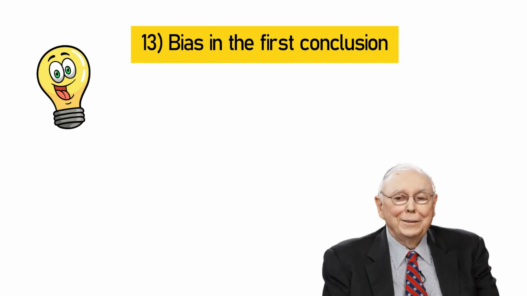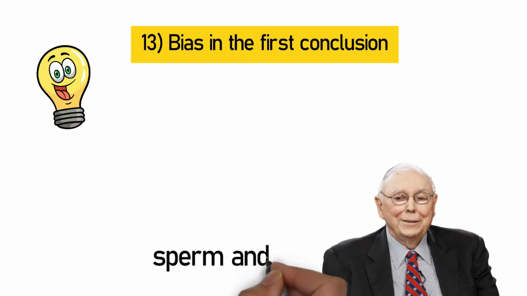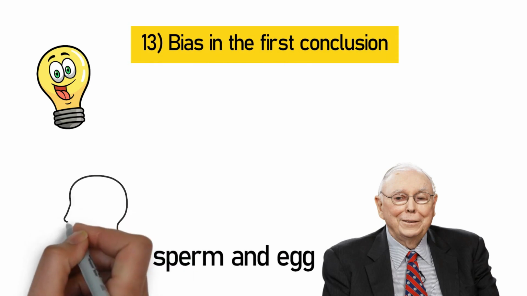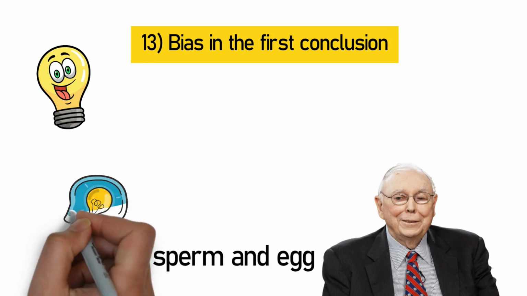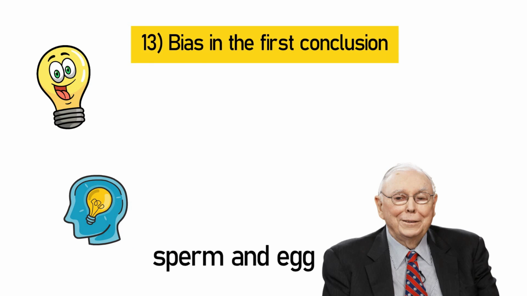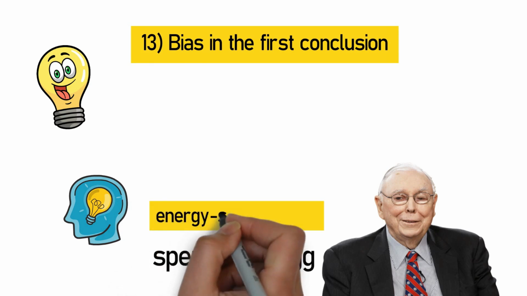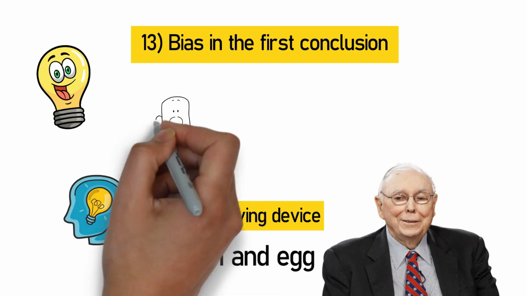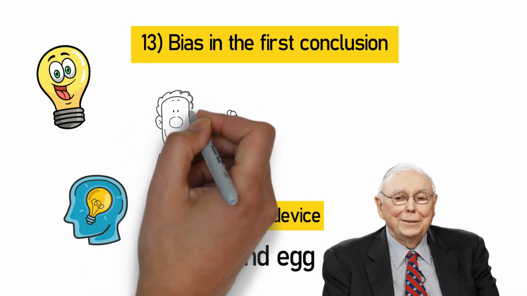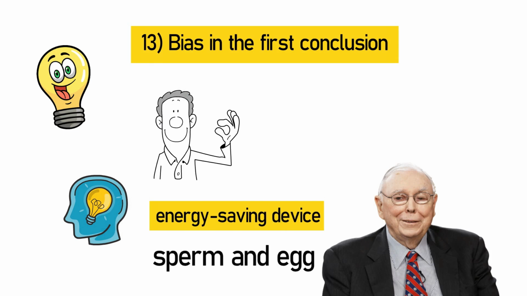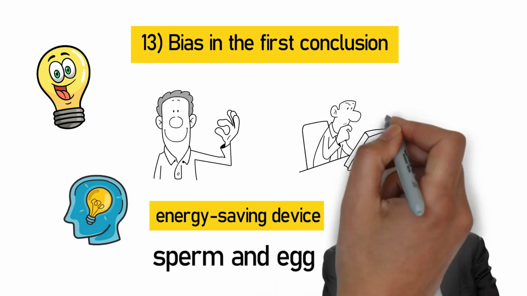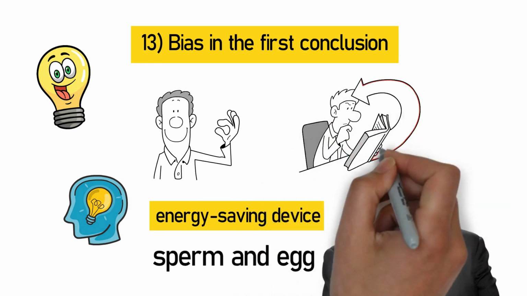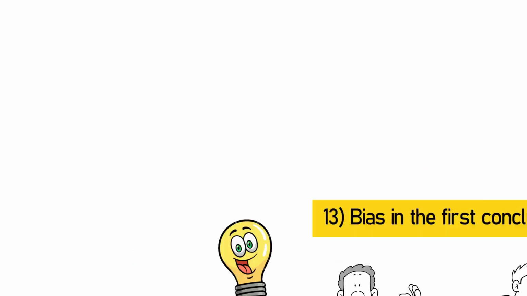Charlie Munger observed that the mind works like sperm and egg. The first idea enters, and then the mind closes. This, like many other habits, is most likely an energy-saving device. Our proclivity to jump to conclusions leads us to accept many false conclusions and stop asking questions. However, this can be countered with a few simple and useful mental routines.